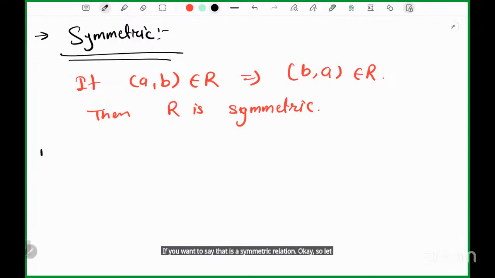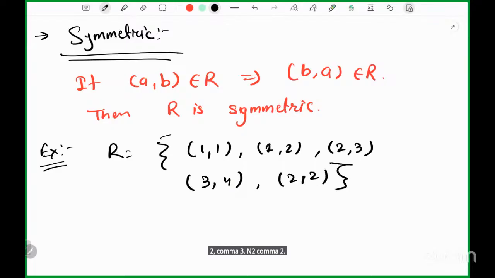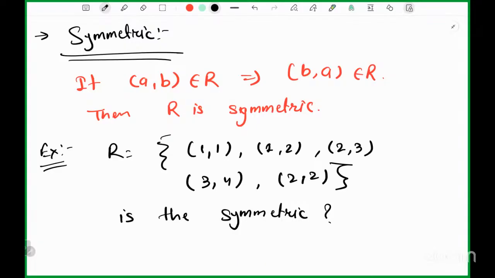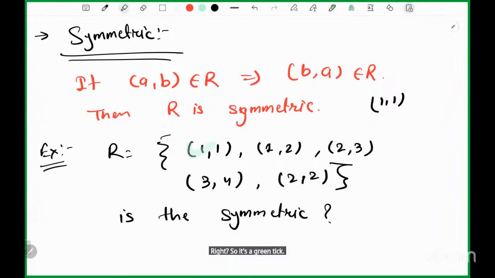Okay. So let's take one example. Suppose I give you R as a relation like this: 1 comma 1, 1 comma 2, 2 comma 3, 3 comma 4, and 2 comma 2. Now, is this relation symmetric? No, right? Because see, for 1 comma 1, the symmetric pair is there, because if 1 comma 1 is there, then its symmetric pair will again be 1 comma 1. So this pair is not an issue for us, right? It's a green tick, this is fine.